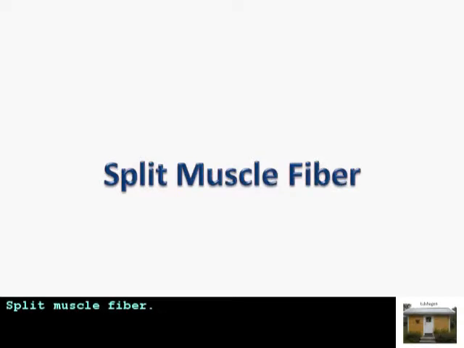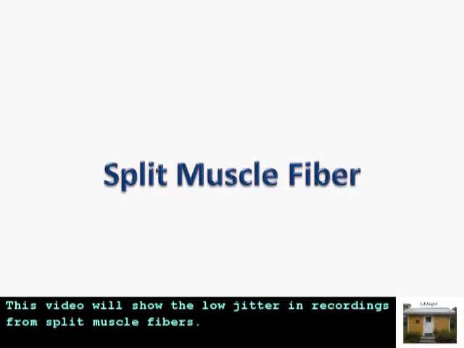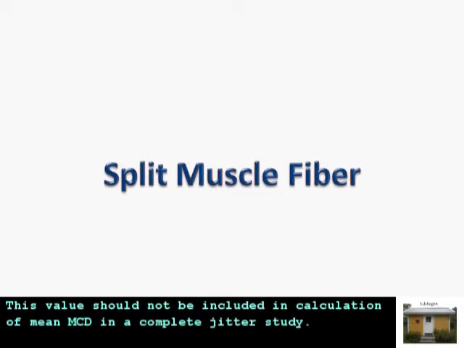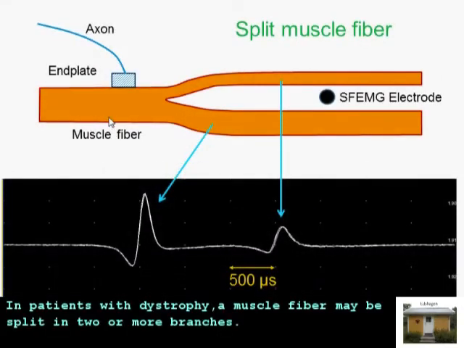Split muscle fiber. This video will show the low jitter in recordings from split muscle fibers. These values should not be included in calculation of mean MCD in a complete jitter study. In patients with dystrophy, a muscle fiber may be split in two or more branches.